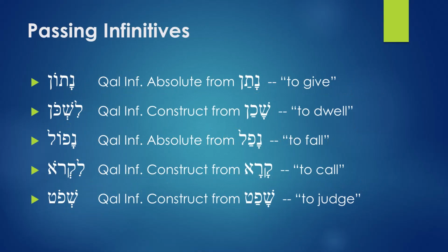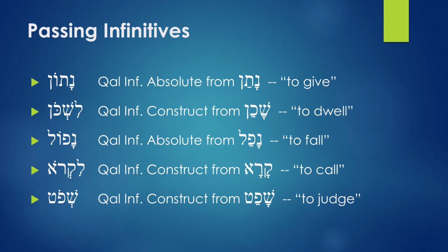Alright, let's look at parsing. Let's look at how to parse infinitives. Now here's the most important thing: infinitives have no person, gender, or number. So when you're parsing, you're going to simply say whether it's infinitive construct or infinitive absolute, and then you give the lexical form and translation.